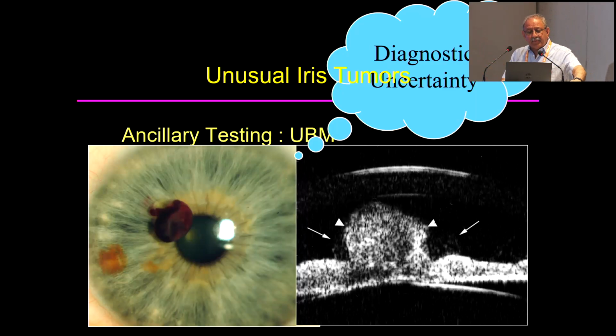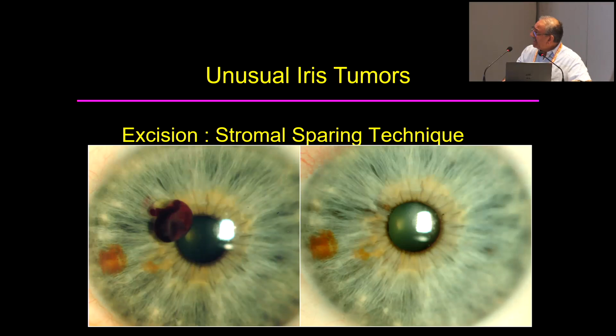So we don't know exactly what it is, and so I excised it. I took a super sharp blade and found that plane. I just dissected right there. And you can see the dissection. Iridectomy was not done. We didn't think it was malignant. So we spared the sphincter, spared the stroma, and shaved it off just from that stroma. And it looks very nice postoperatively.